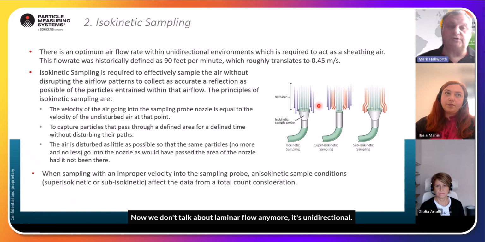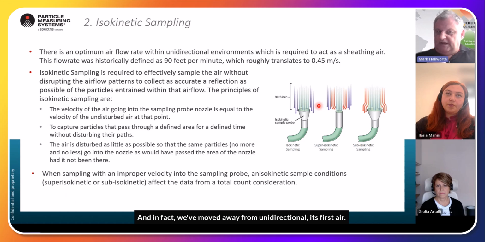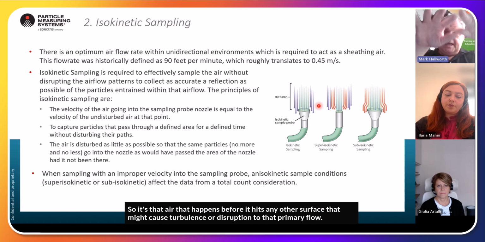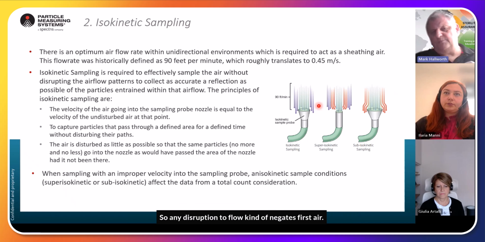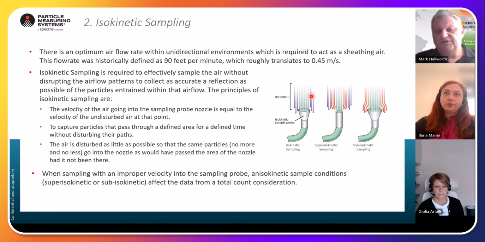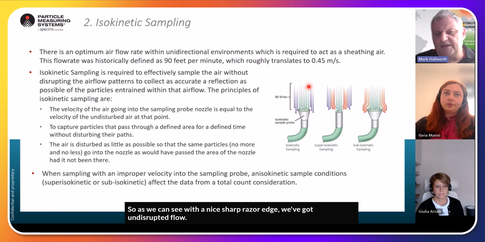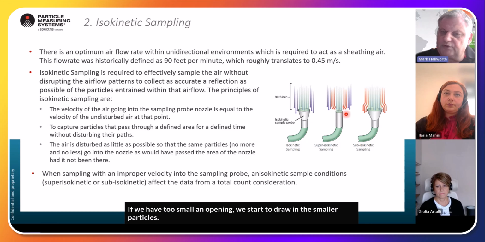It's unidirectional. And in fact, we've moved away from unidirectional. It's first air. So it's that air that happens before it hits any other surface that might cause turbulence or disruption to that primary flow. So any disruption to flow negates first air. So as we can see with a nice sharp razor edge, we've got undisrupted flow. If we have too small an opening, we start to draw in the smaller particles.